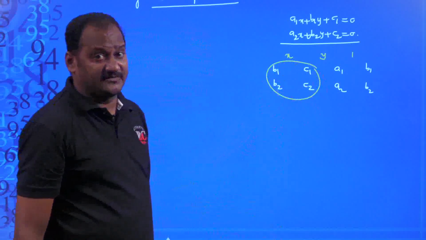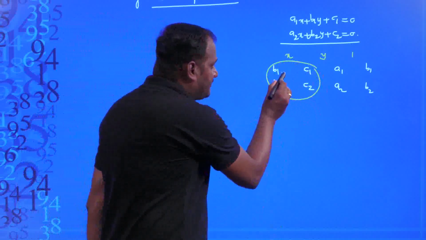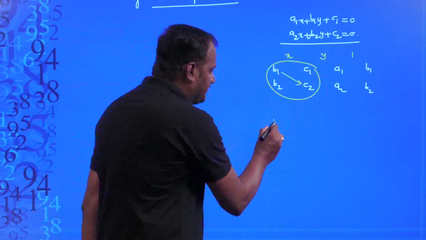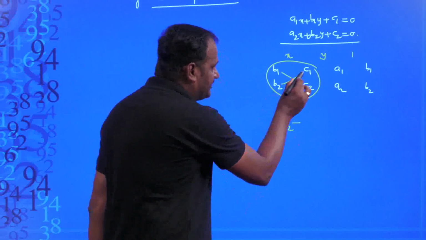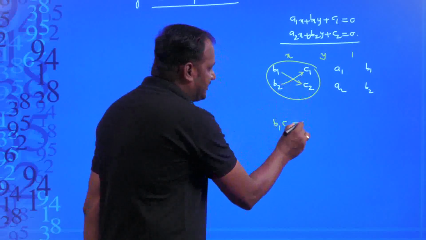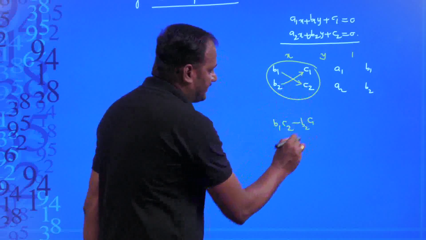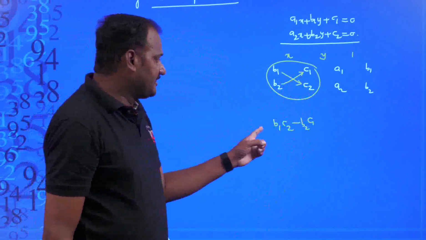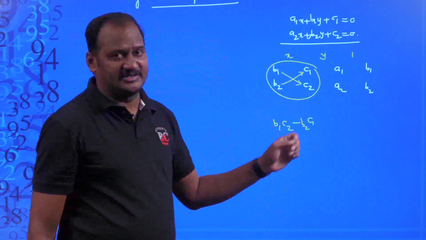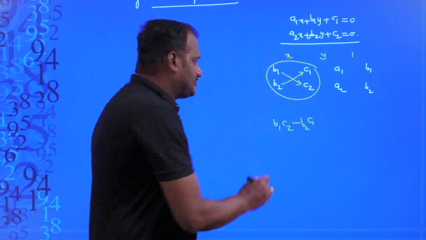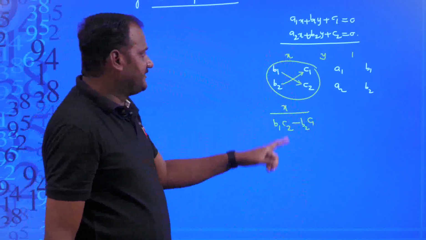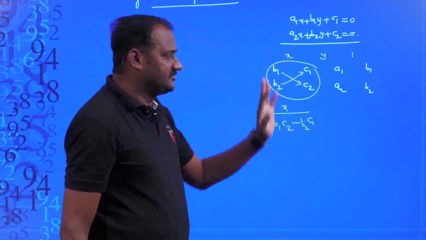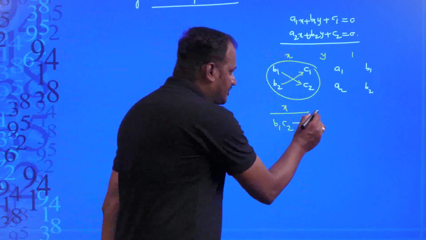Take the cross product of the first 2 columns, that is B1 into C2, B1 C2, minus, again multiply these two, that is B2 into C1, B2 C1. Okay, B1 C2 minus B2 C1. They are for x, so you should write x divided by B1 C2 minus B2 C1, which is equal to, now for y.